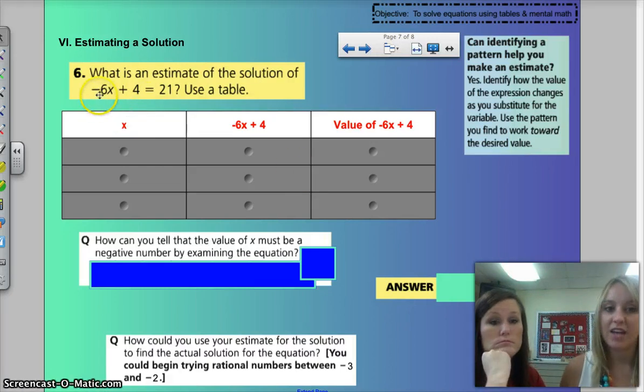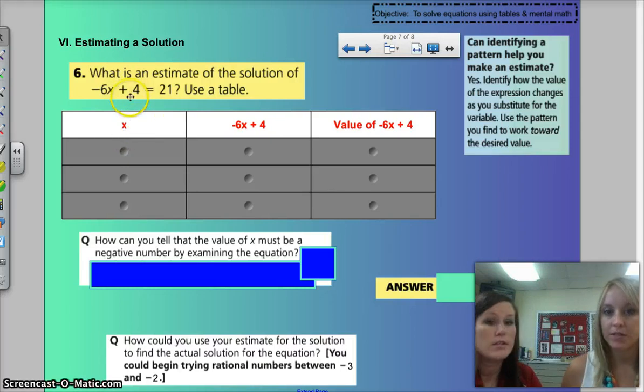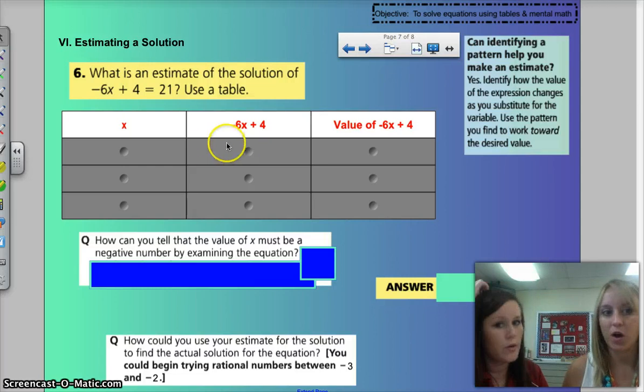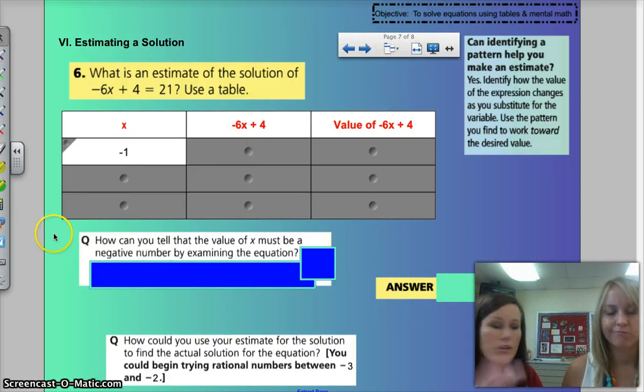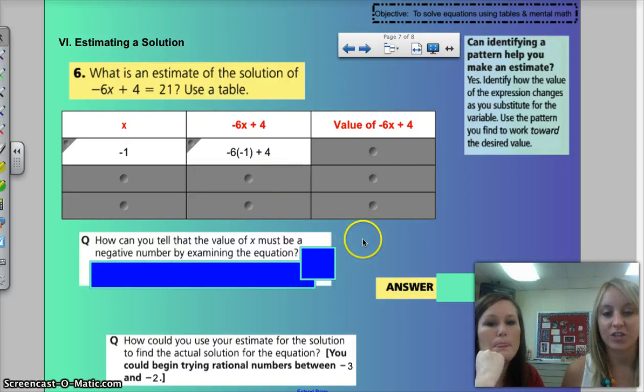So I'm seeing that -6 has to be multiplied by something to get up to 21. So I'm not going to start with something like 2. I need to start with most likely a negative number, because a negative times a negative is a positive. Because -6 times -2 would be a positive 12 plus 4, that's not even close to 21. So we're going to need to start with something a little bit lower. They are starting with -1.